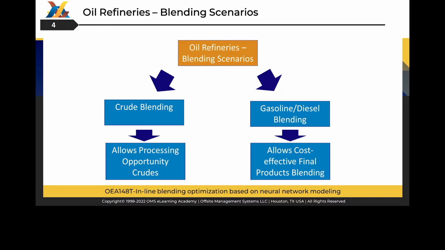The blending problem is relevant for the refineries in two contexts. First, crude oil blending to get the crude for the crude unit, and second, product blending to obtain the final fuel products most cost effectively. Crude blending allows refineries to use opportunity crudes. These are cheap sources of crude oil, the properties of which are not admissible for the Crude Distillation Units, CDU, of the refinery. However, by mixing these crudes with others, the refinery CDU can process the resulting mix.